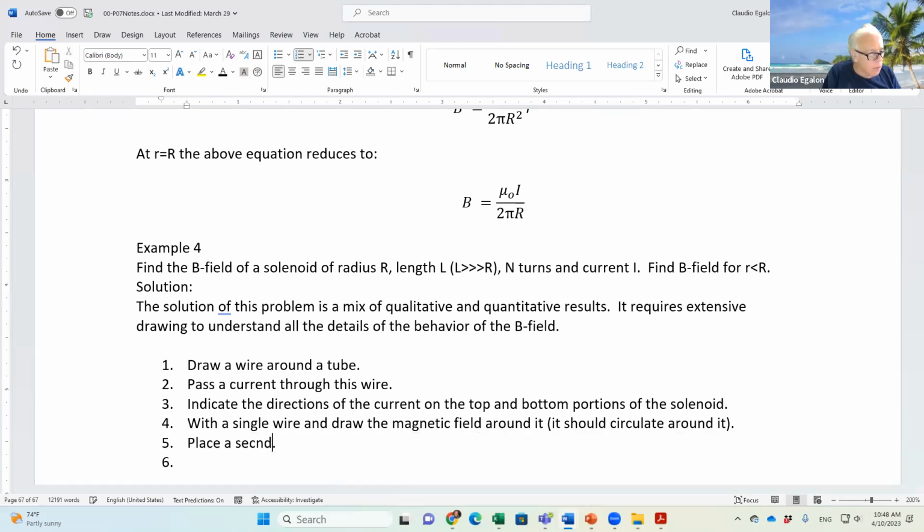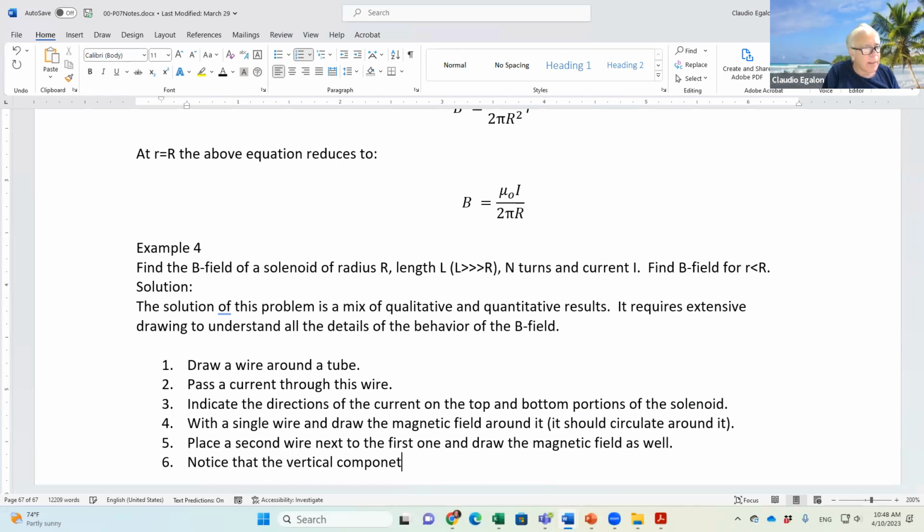Place a second wire next to the first one and draw the magnetic field as well. Note that the vertical component of the B field cancels out in between these two wires.